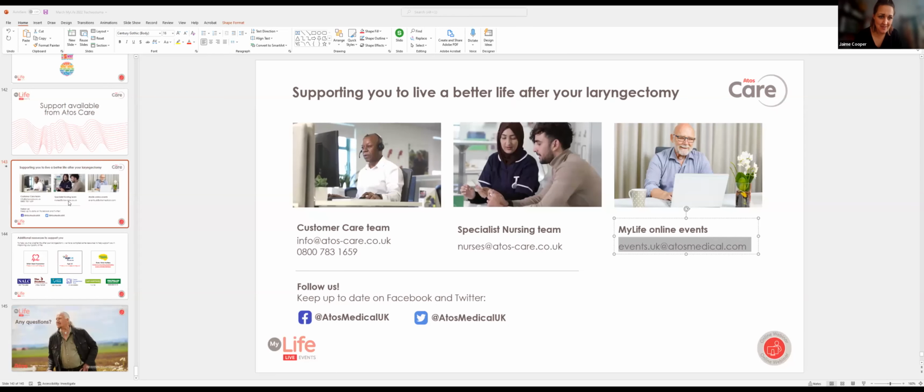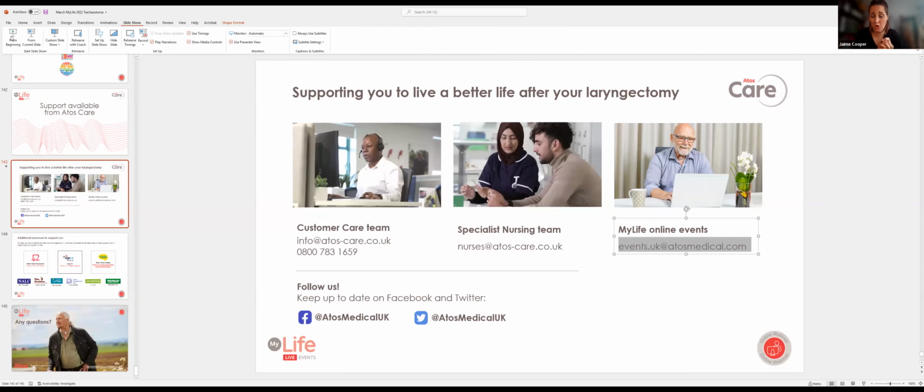And I think mostly it was just, we've got a slide with some support services that people can access. Thank you. Hannah's just popping it on there. So this is just a slide on ATOS care and how we can help. We've got our customer care team on the phones and email, which is just up there on the screen.